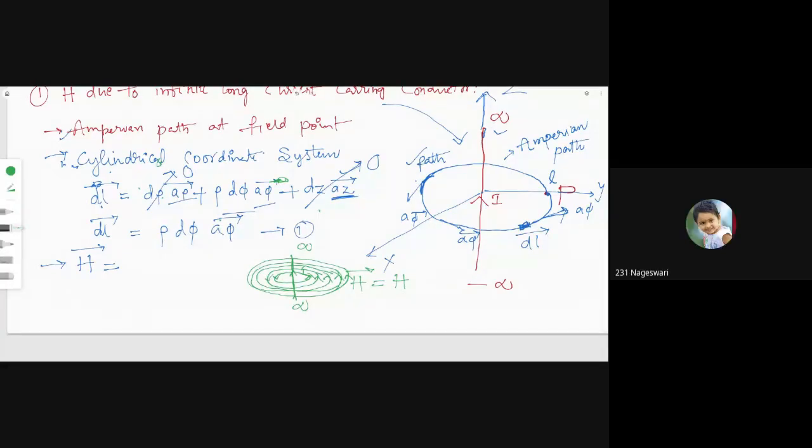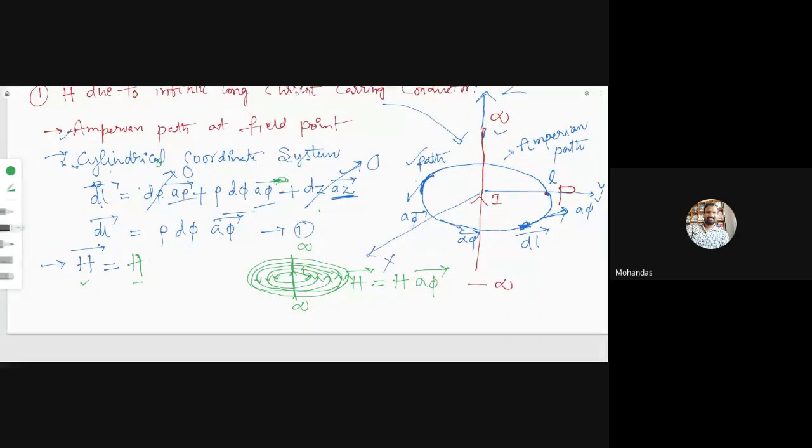A phi. Very good, sir. That is the way to calculate the magnetic field intensity. Is it clear to everyone? Before applying Ampere's circuital law for a different type of current distribution, we should know the direction of H, then only we can calculate. H is the magnitude, because magnetic field intensity is a vector. A vector consists of both magnitude as well as direction.